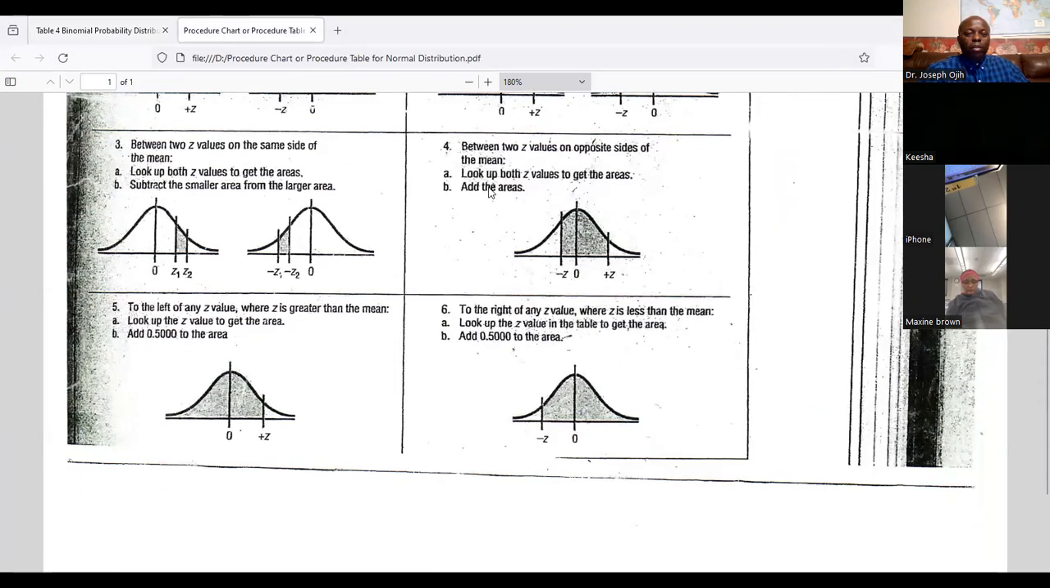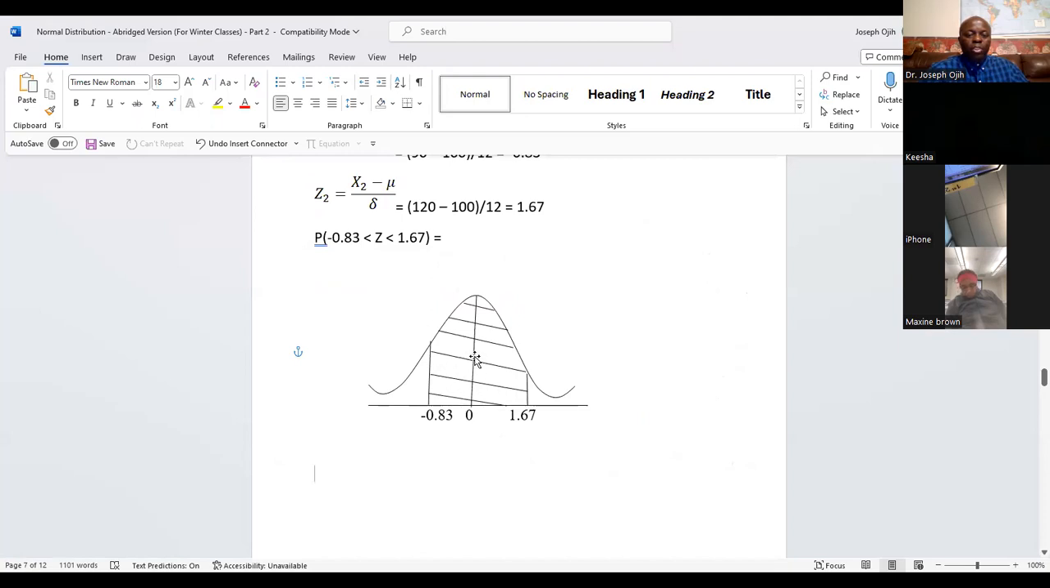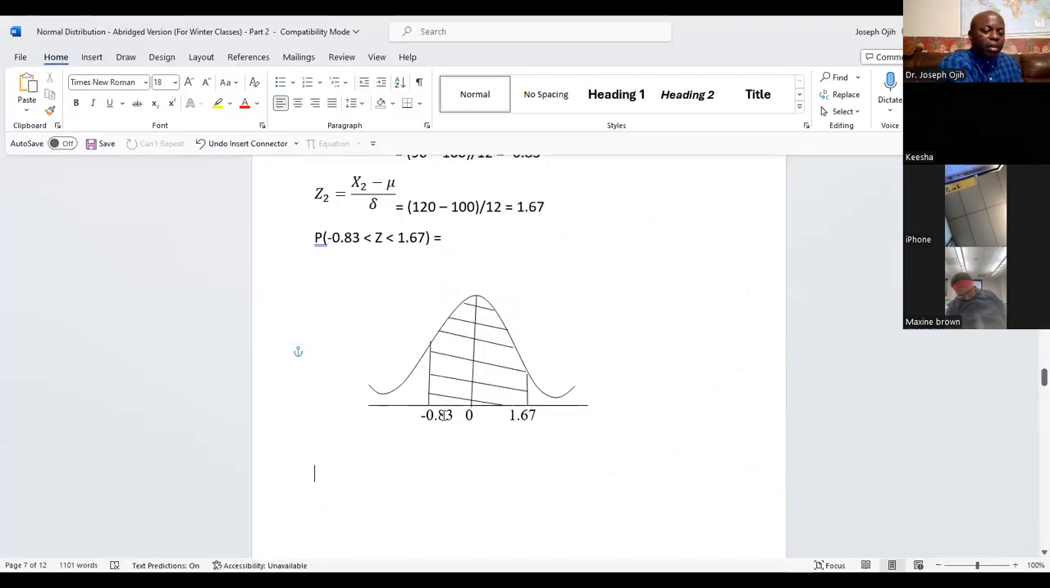If you look at it, you can see that this one looks exactly like what I have in my workbook. These places are shaded. You look at this one here, you can see that between two Z values we are shaded. And it says for that, look at the Z values to get the areas. So we're going to get the area for negative 0.83 and 1.67. Let me write them down.